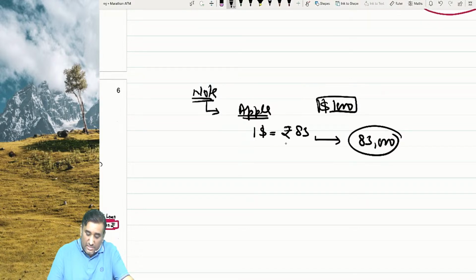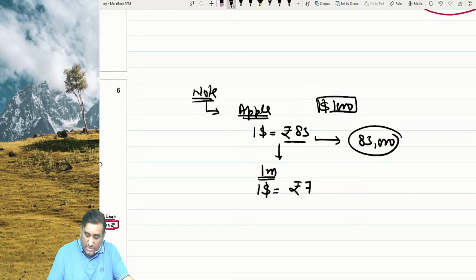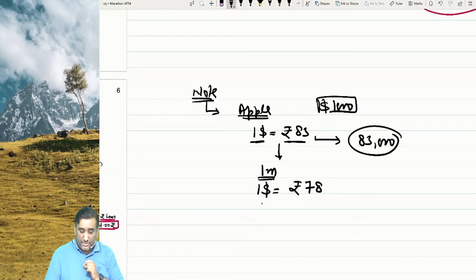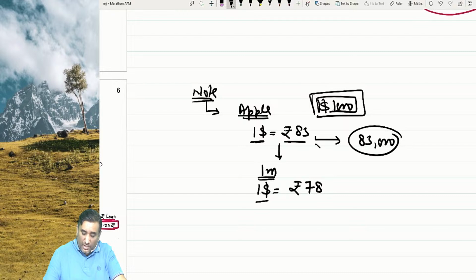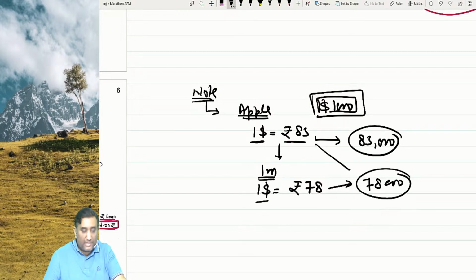Your expectation is this rate, 83, and after 1 month there could be a possibility that $1 will become 78. This is your expectation. Foreign currency at what? Discount. The chocolate that costs 83 will cost 78. Foreign currency at discount, and the 1000 is still 1000. If you now ask your friend to bring the phone, how much will it cost? 78,000.